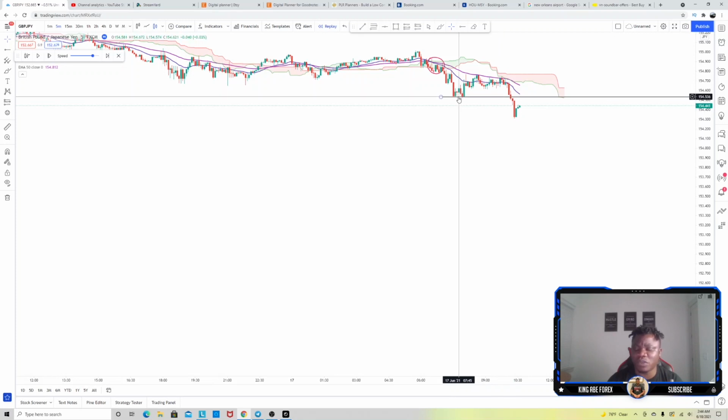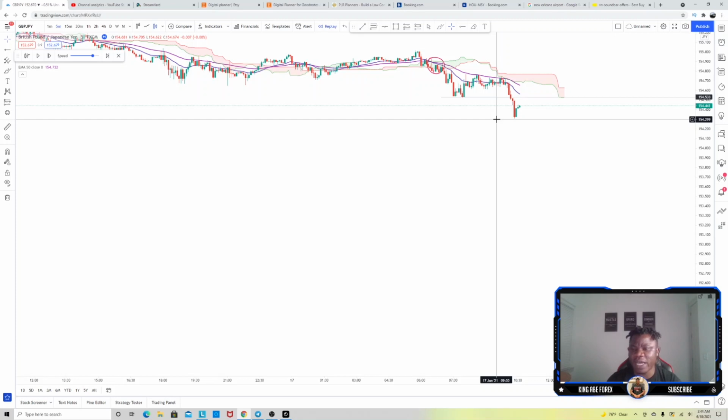Now to use this strategy, I recommend using a risk to reward ratio of 1-to-1. You can have multiple take profits, so you can have multiple risk to reward ratios, but make sure your first risk to reward ratio is 1-to-1, and then you can keep trailing your stop loss to 1-to-2, 1-to-5, and so on and so forth.